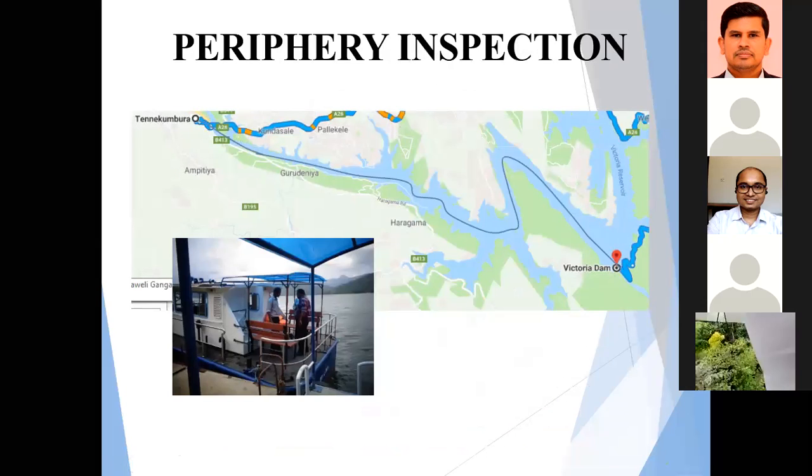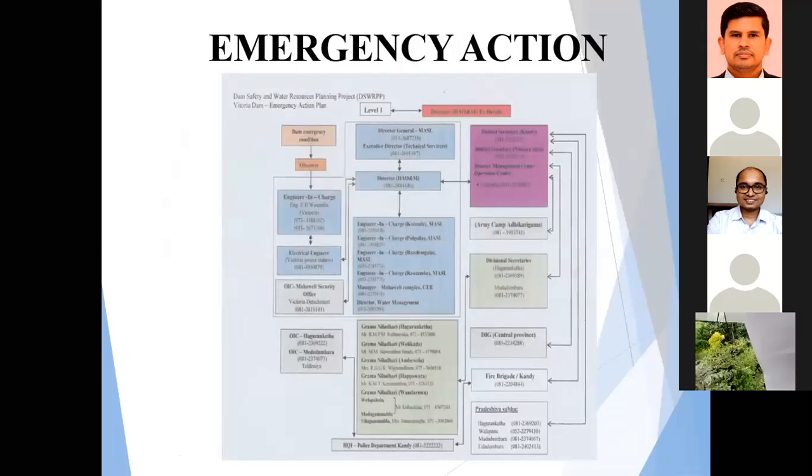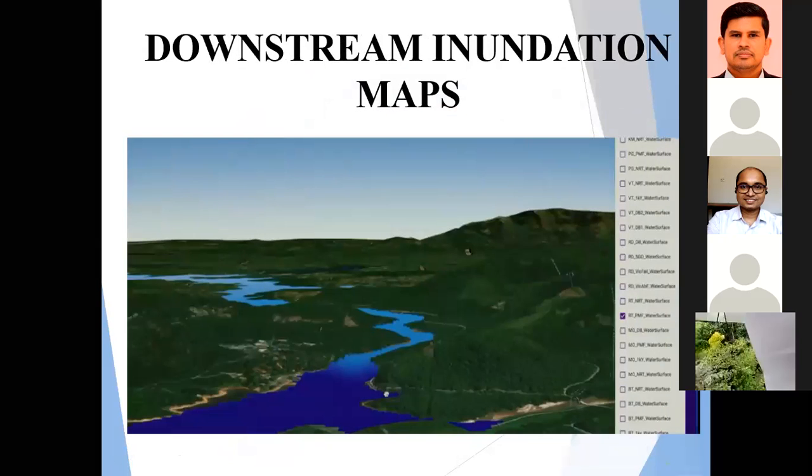And periphery inspections we are conducting, and yes, we have an emergency action plan. In any case of emergency, we have an emergency action plan. And downstream inundation maps, yes, in case of dam breach or overtopping, we have prepared inundation maps. In that we can see how much area will be inundated, so the evacuation process, and people will be evacuated. So inundation maps have been prepared, and we are ready to handle any sort of emergency.